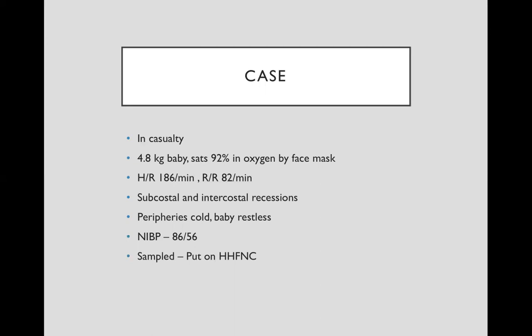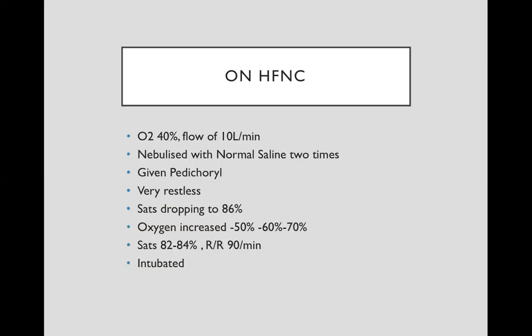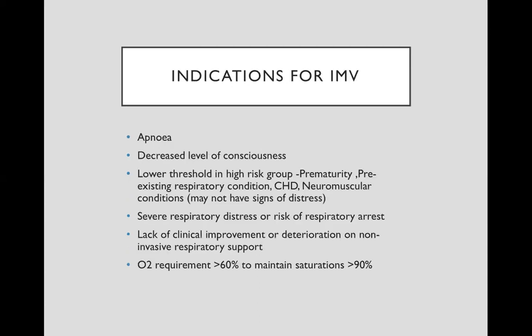Bronchiolitis is actually very difficult to ventilate. So the child was given oxygen 40% at a flow of 10 liters, nebulized with normal saline, and given some mild sedation, but was still very restless. Saturations are dipping intermittently. Oxygen was increased to 50, 60, 70%. Saturations are still not very satisfactory. And finally, because the child is so restless and desaturating, the child was intubated.